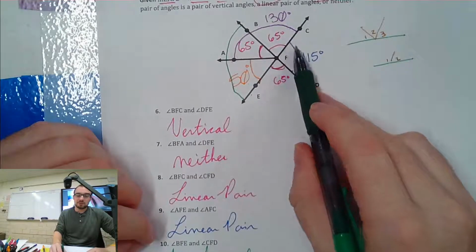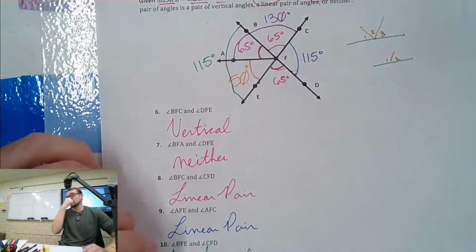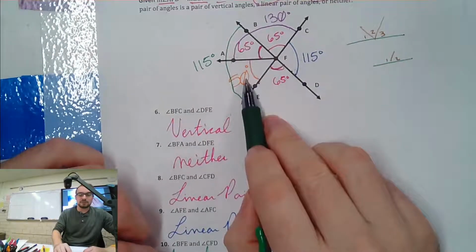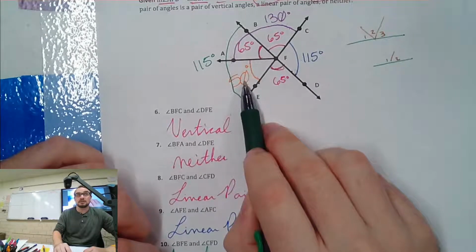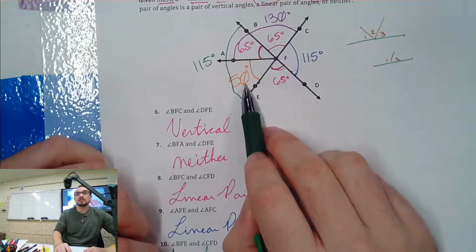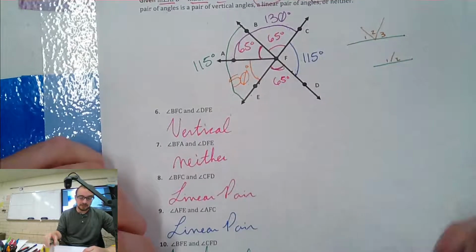So if this guy's 115, how much is the green going to be? 115. Let's check to make sure we haven't screwed anything up. 65 and 50, by angle addition postulate, should add up to 115. Do they? 65 and 50. 60 and 50 is 110, right? 5 more is 115. Checks out.